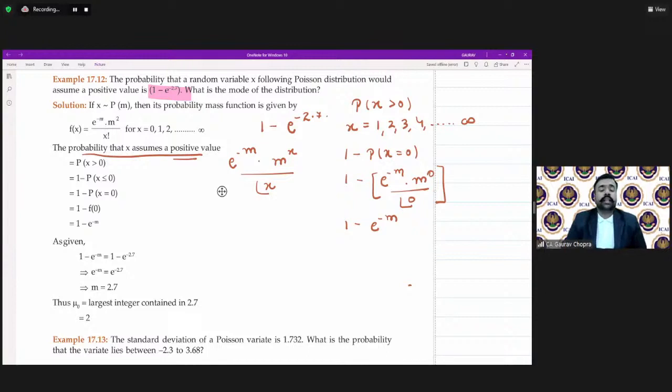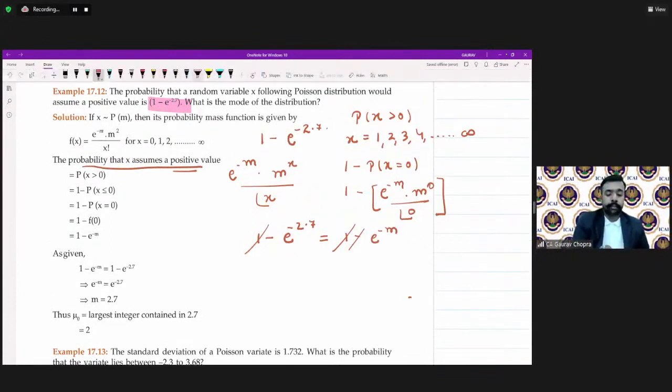So we were talking about this Poisson distribution, and in this question we are getting 1 minus e to the power of minus m, and the given value is 1 minus e to the power of minus 2.7. Now on comparing both the sides, 1 and 1 got cancelled, minus and minus got cancelled, the base is the same, and whenever the base is the same, then the powers are equal, so we can equate the powers of both the sides. So we are getting mean as 2.7.